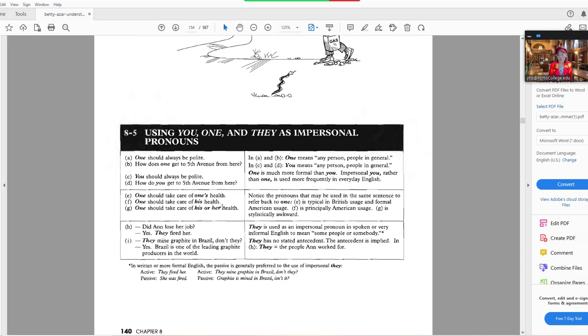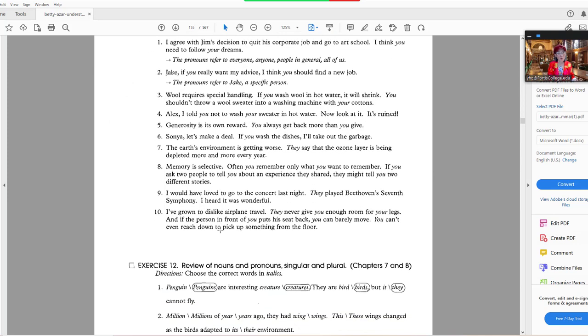And then when you are writing to your teacher or to people at work, you use "one." So one should always be polite. One is a lot more formal than "you." One should take care of one's health. One should take care of his health. One should take care of his or her health. Or one should take care of their health. So when we replace first and second person with "one," we have a much more formal tone for our English.